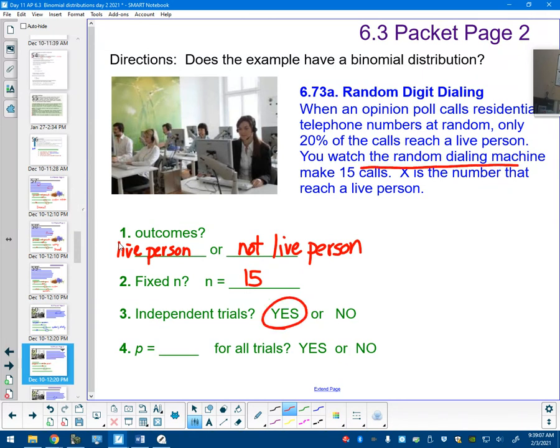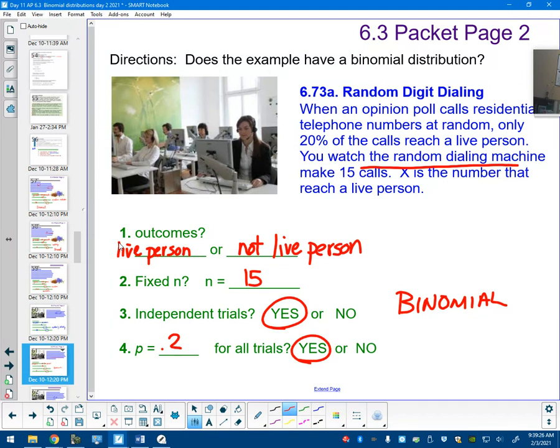In other words, they're not calling all the same town at the same time. They're randomly spreading their calls out through the country. And Nick, up front, do we have the same success rate? Yes. Yep, and it's 20%. So this would be considered binomial.